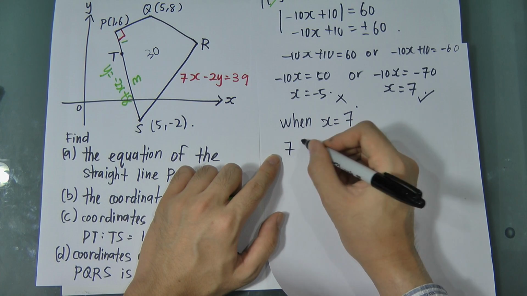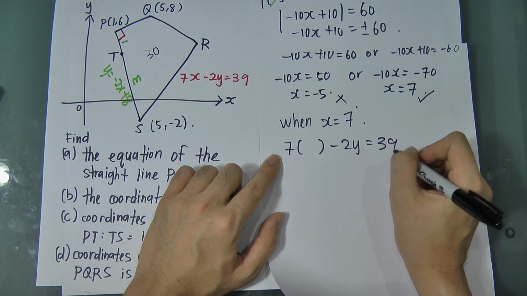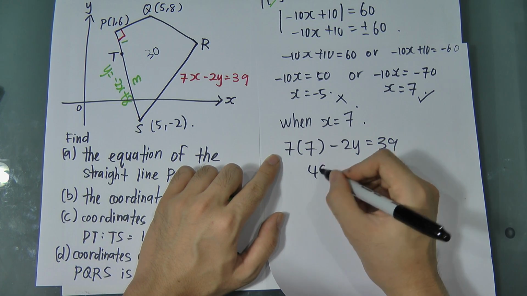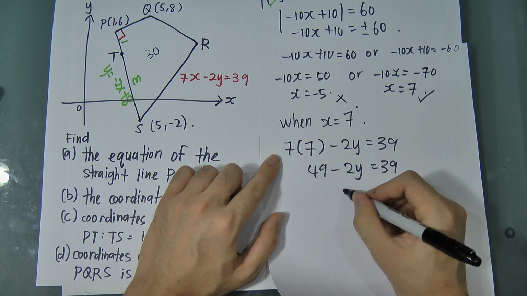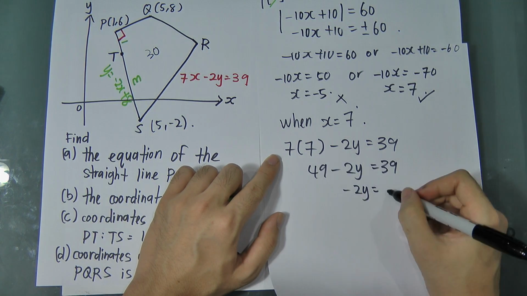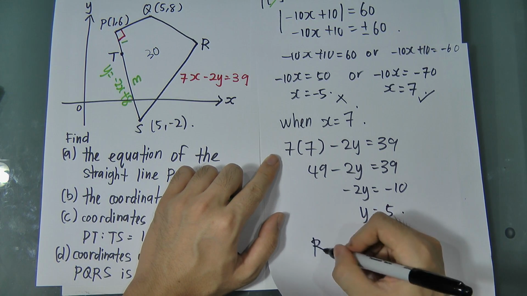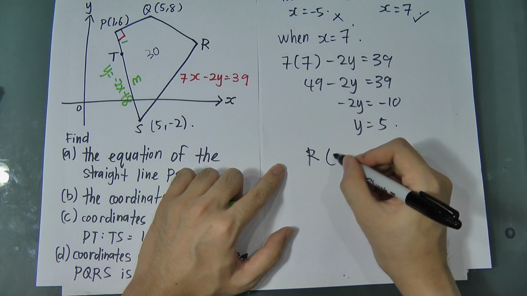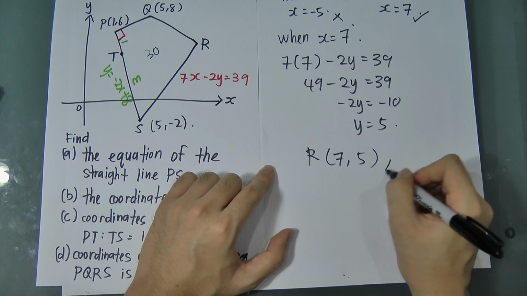So 7x minus 2y equals 39. This is the equation of RS. So x is 7, so from here 49 minus 2y equals 39. So negative 2y equals negative 10, y will equal 5. Therefore, the coordinate for R will be (7, 5). Done. Alright?